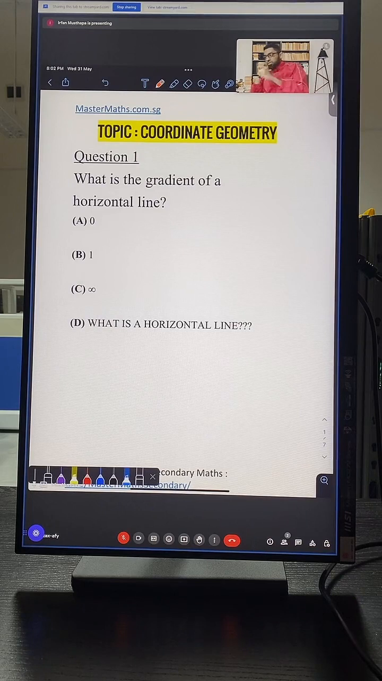I'm going to give you all some nice formulas for coordinate geometry. But before that, what's the answer for this, guys? Question 1. This is Sec 1, some schools teach it in Sec 1. Coordinate geometry is a very important topic. Schools will teach it for at least 2 years.